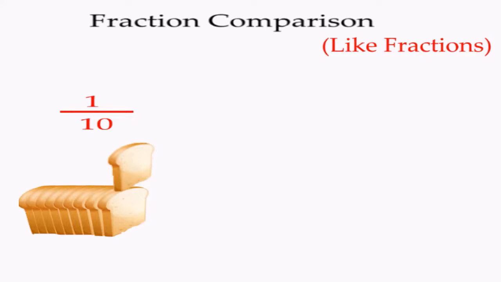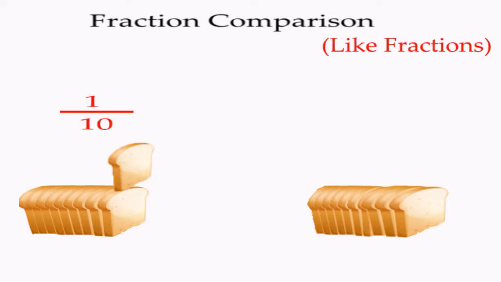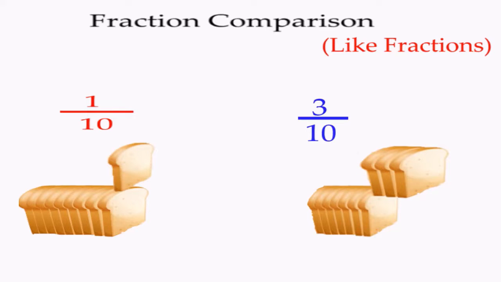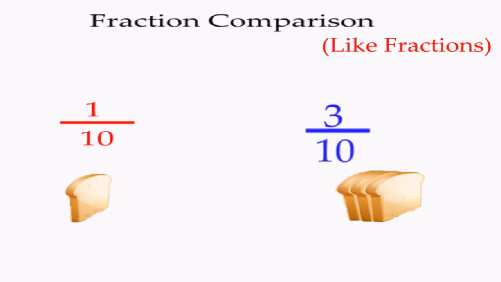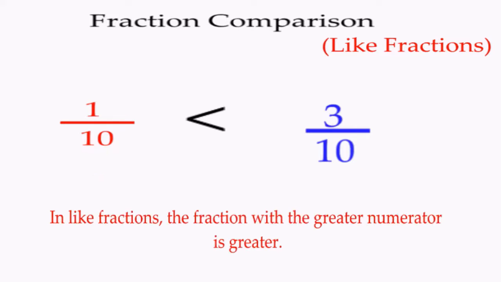Take another loaf of bread that contains 10 slices, and we can take 3 slices from it. Then it is 3 by 10. Here 3 slices of bread is greater than 1 slice of bread. So 3 by 10 is greater than 1 by 10. In like fractions, the fraction with the greater numerator is greater.